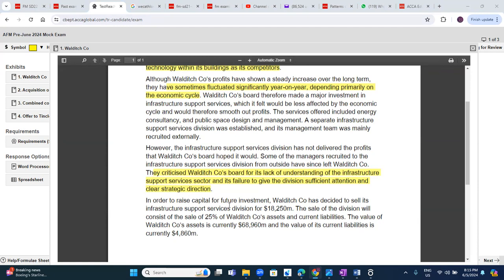In order to raise capital for future investment, W Company has decided to sell its infrastructure sport division for 18,250 million. The sale of the division will consist of the sale of 25% of the W Company asset and current liabilities. The value of the W Company asset is currently 68,960 million and the value of its current liability is 4,860. These are the assets and liabilities of the whole company. Only 25% belong to the infrastructure sports service division. So that was exhibit number 1.